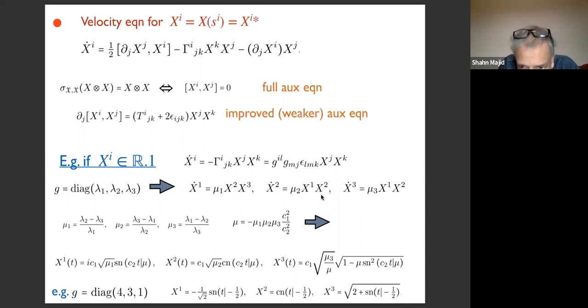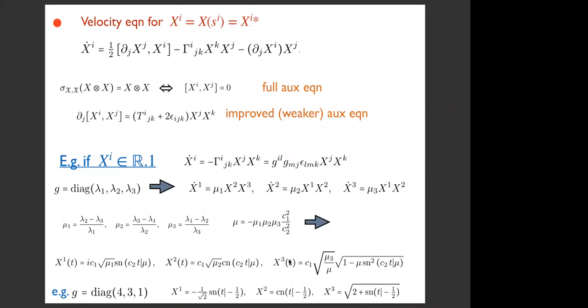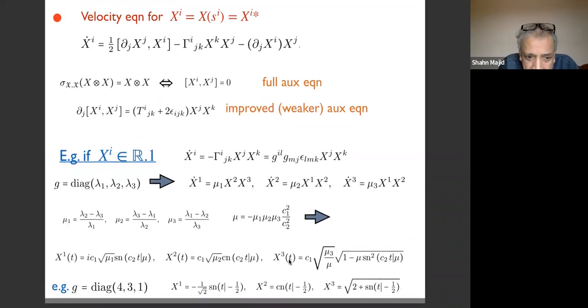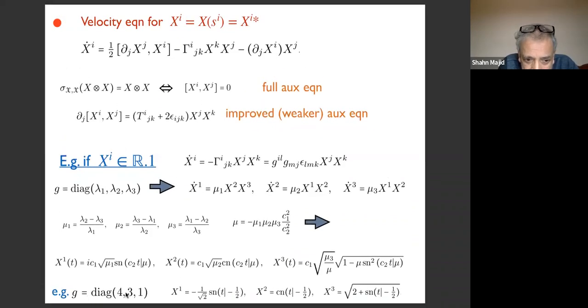You stick these into here, and then you, sorry, I didn't say that at all well. From these equations, you get this, where the mu_i's are defined like this. I define mu as this combination of some arbitrary constants, and then I have a general solution that looks like that. So this is the general solution. If I take, for example, the 4-3-1 metric, it's a random metric, then I've got these elliptic Jacobi functions for the solution. And let's just plot that.